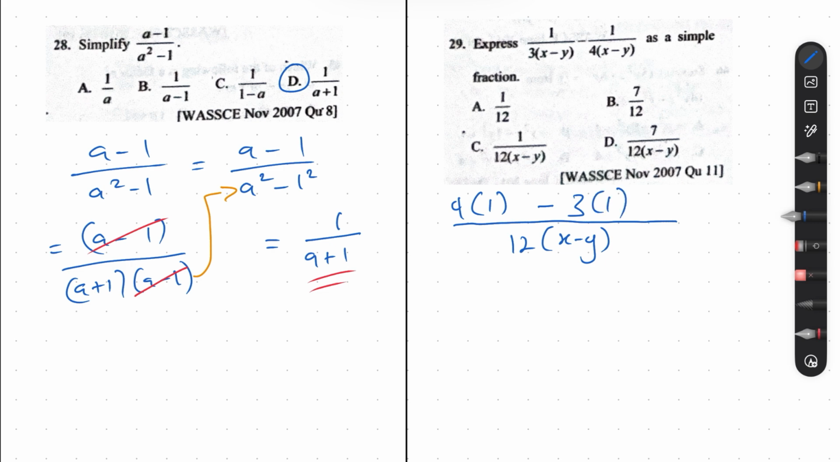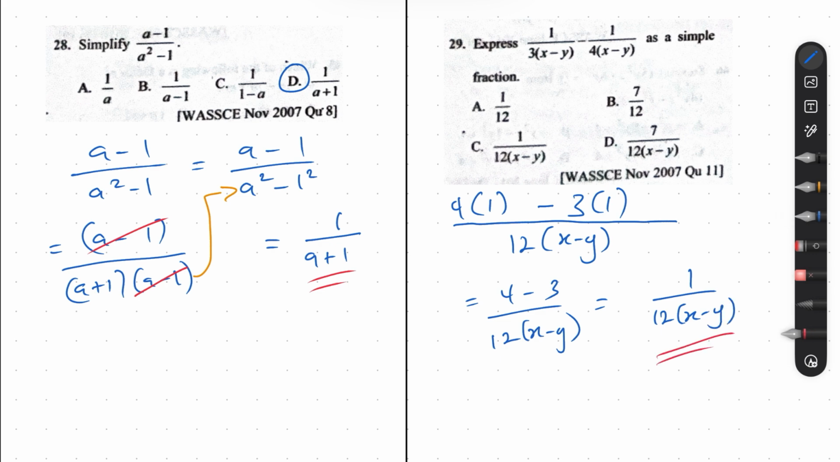So finally, we have 4 minus 3 over 12 times x minus y. That will give us 1 over 12 times x minus y. That is our answer. Do we have that in the solution options? Yes. This is C. Okay, cool.